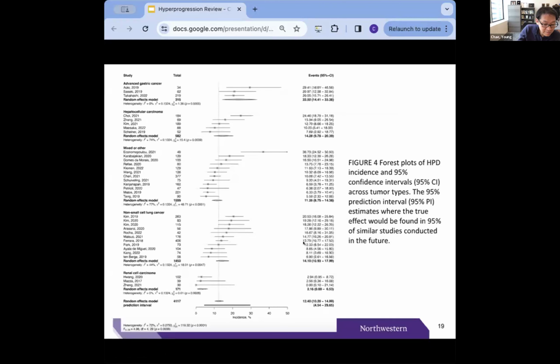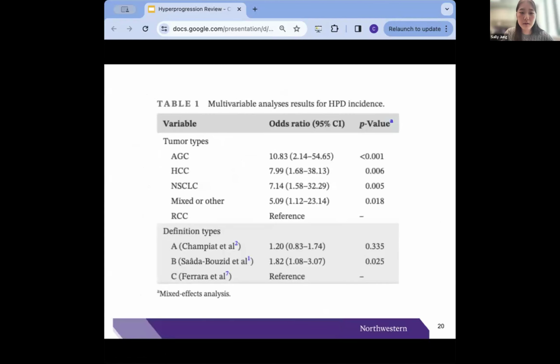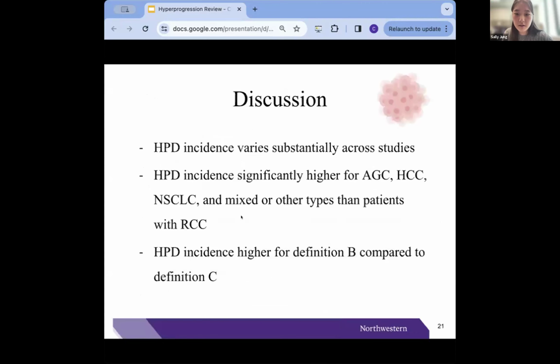How many slides do you have left? I'm almost done. This is the last figure. Oh, okay.